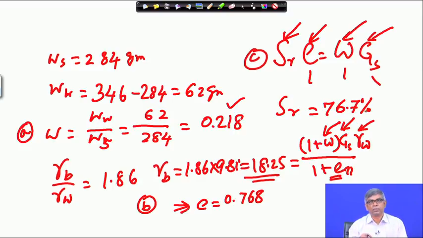So, this is the first application of whatever formulas we have derived. The definitions of bulk unit weight, bulk density, water content, degree of saturation, and void ratio, all the definitions and their relationships are used in solving this problem.